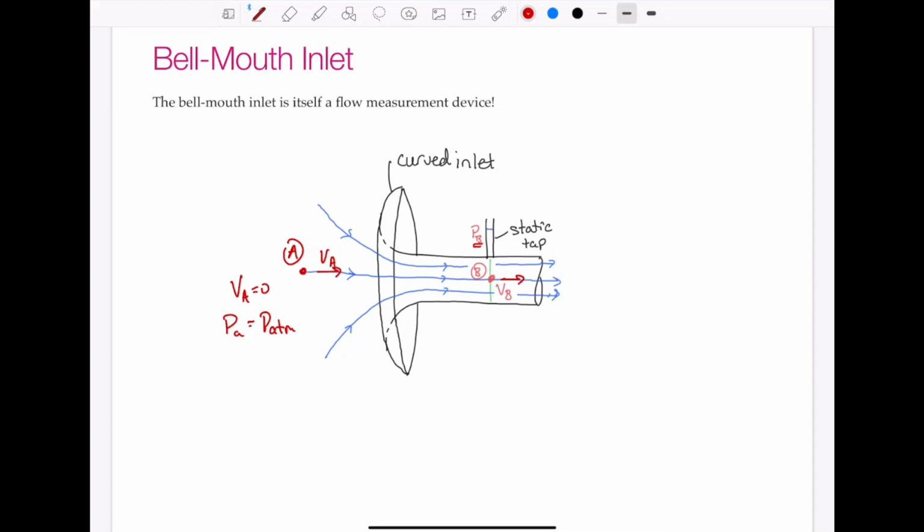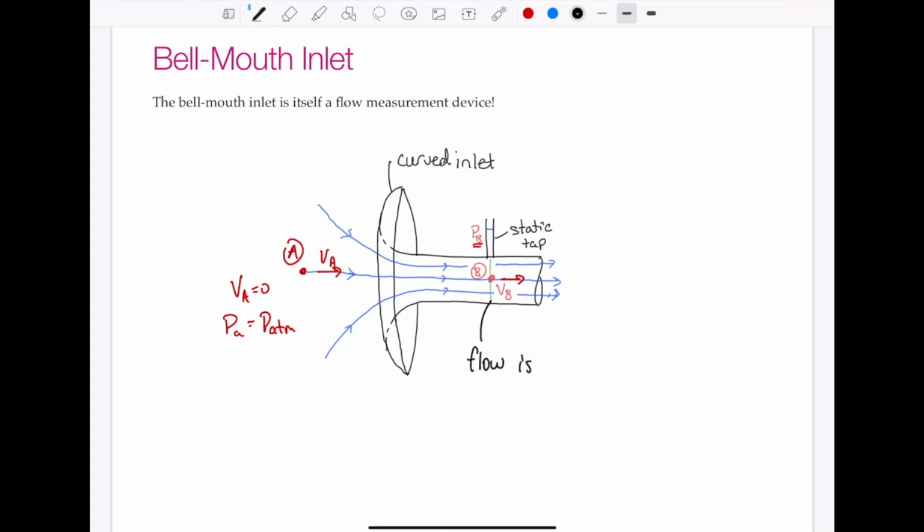At this point, our flow is essentially one-dimensional since it has not been affected by boundary layer, and there's no slip at the wall for that very, very short length.